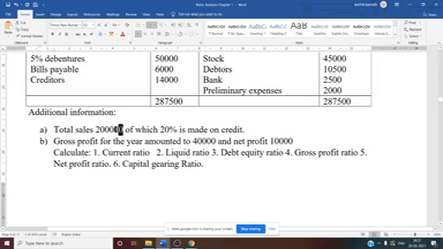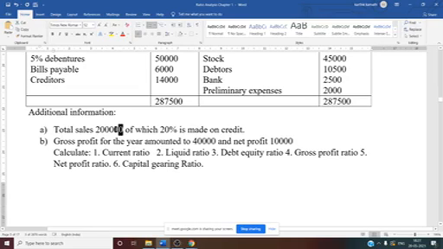Divided by net sales, that we know is nothing but total sales, cash plus credit sale, total sale 2 lakhs. So that is in the denominator. So net profit ratio is net profit after tax divided by net sales into 100: 10,000 divided by 2 lakh into 100. Answer is 5%. That is net profit ratio.